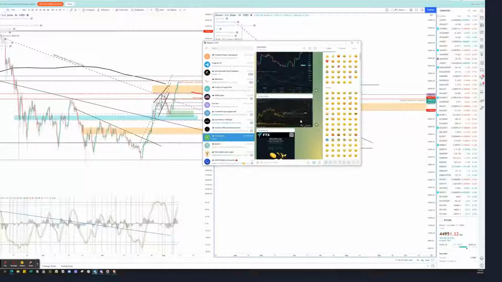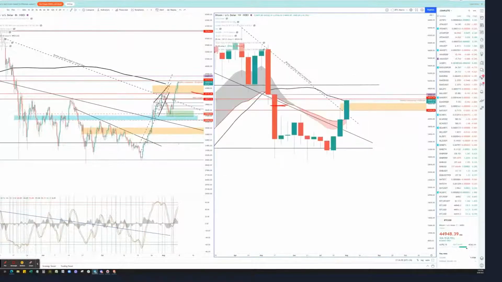Let's look at this. So in the short term, we can have this possible move where we break above and then we come back down. That's one possible scenario where the 200 moving average could be a point of rejection, or these trend lines becoming significant. So that's one possibility.